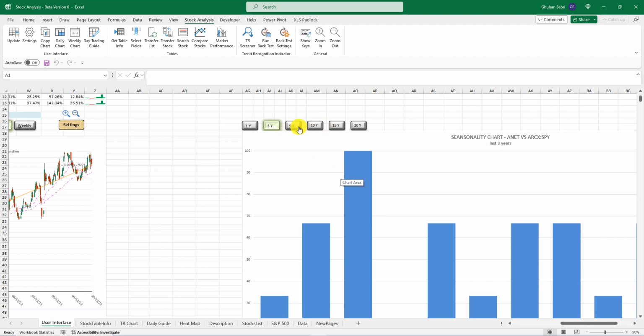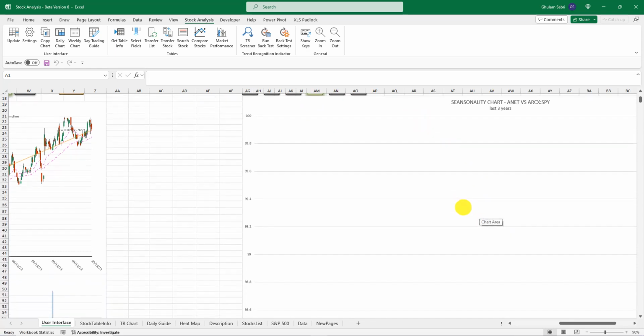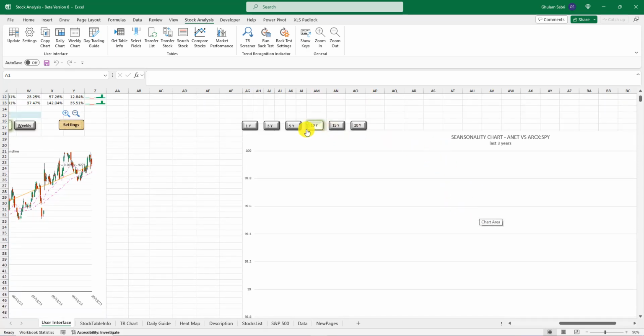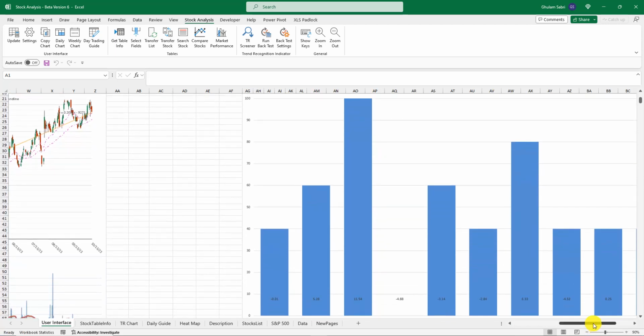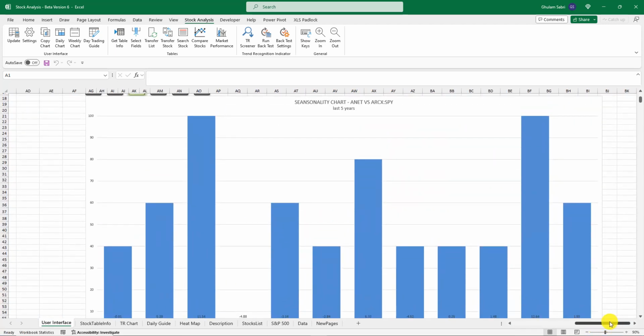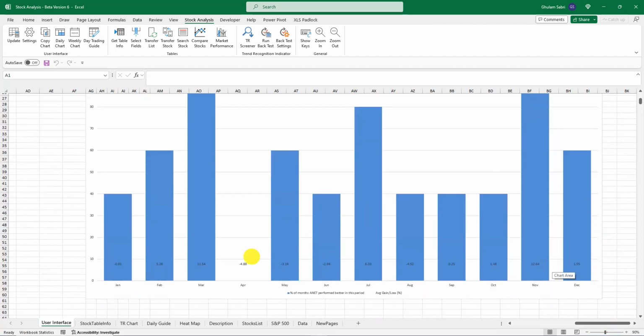We can see this performance over a period, let's say 10 years, but the data is not available for ANET for the last 10 years. Could be it's available for 5 years, and it's updated. And again, during the last 5 years, the stock has beaten the broader index 100% of the time and generated a very good return during the months of November and March.